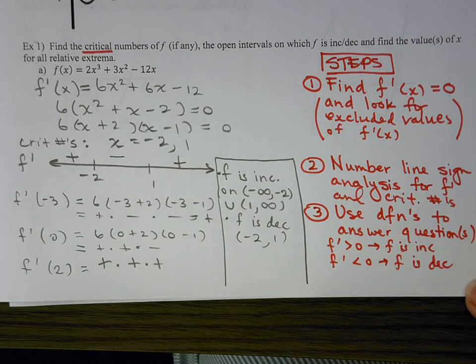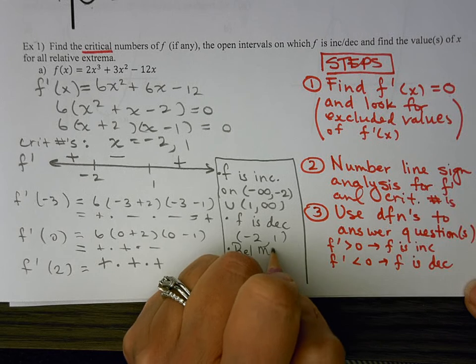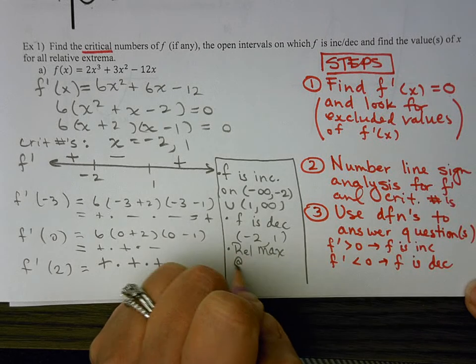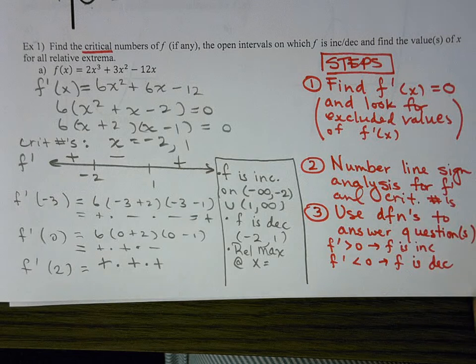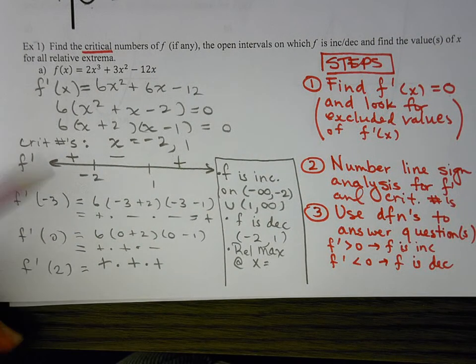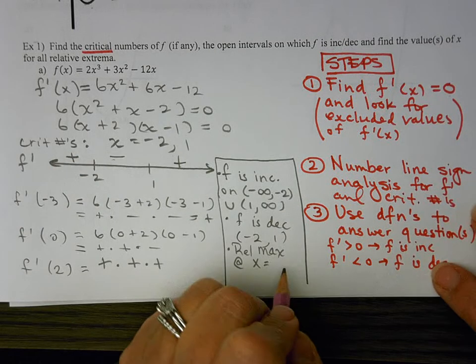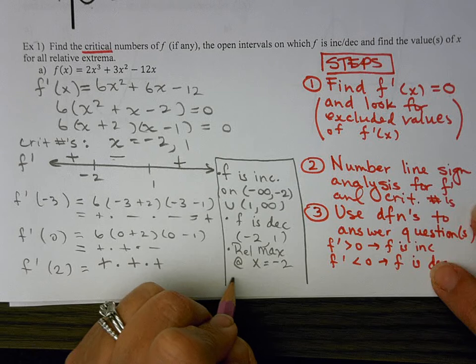And then finally, it also asks for your relative extrema, so relative max and min. So we have a relative max when f goes from increasing to decreasing, right? So that would be when f prime goes from positive to negative. f prime goes from positive to negative at -2. So then there would be a relative max at x equals -2.